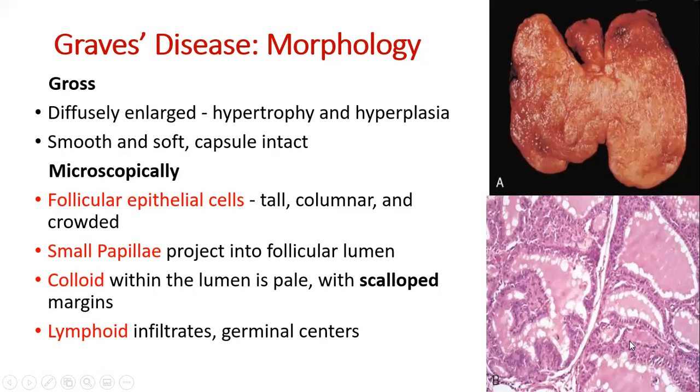Apart from that, because it's an autoimmune inflammatory condition, you will see a lot of lymphocytic infiltration or germinal centers. Germinal centers are not as prominent in Graves' disease as in Hashimoto's thyroiditis. Please remember that, because after this I'll talk about Hashimoto's thyroiditis. Key findings you have to talk about: tall columnar cells, papillary proliferations, scalloping, and lymphoid infiltrates with sometimes germinal centers.